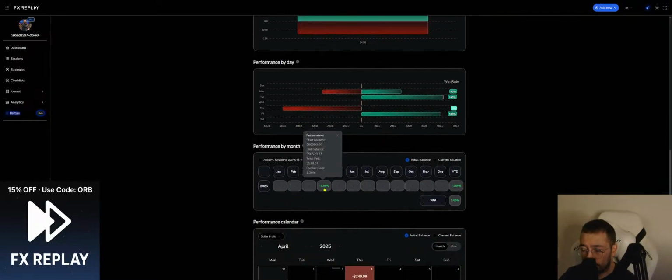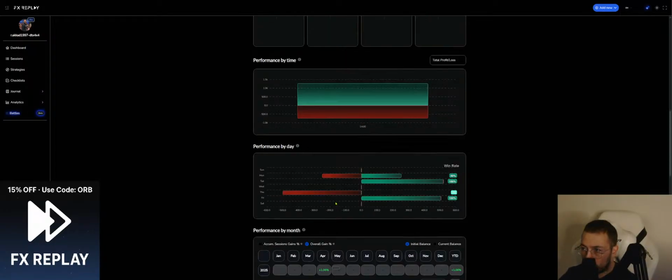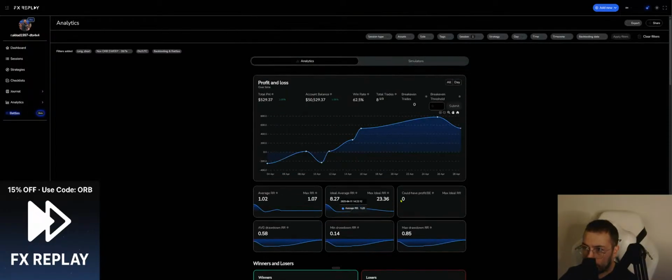Actually, I've been using this a lot recently. If I know where my draw is, I will just hop in, see if there's any rejection on the ORB. I have an IFVG enter inside the range. It's beautiful. Eight trades, five wins, three losses.